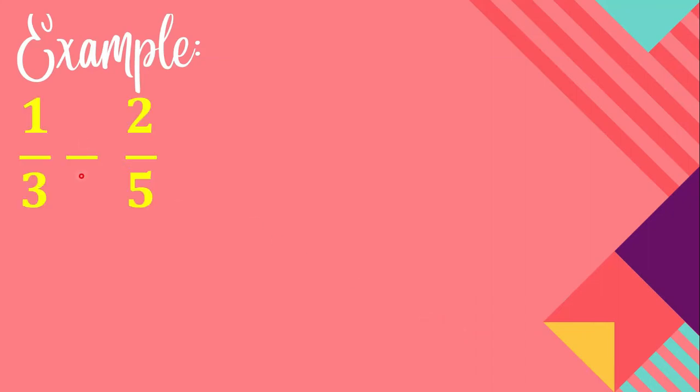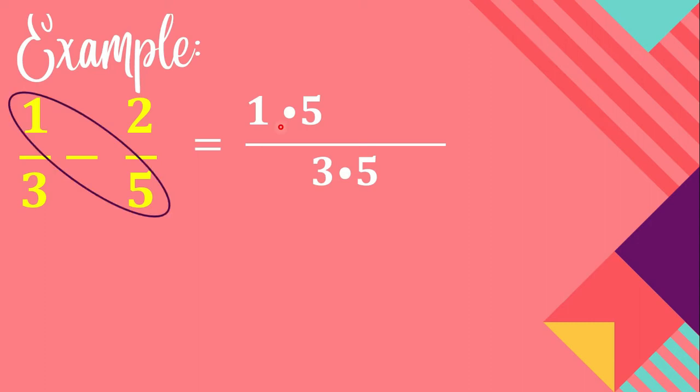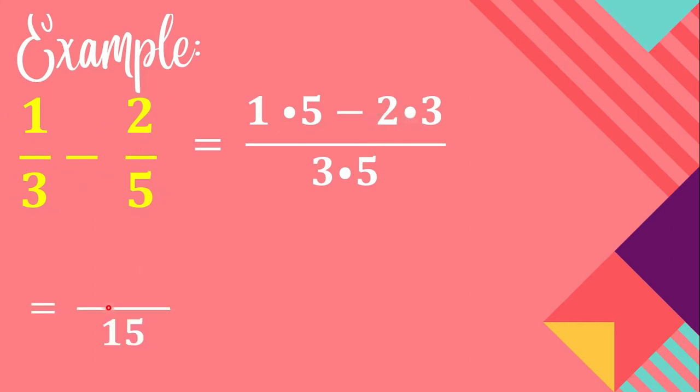Example, 1 over 3 minus 2 over 5. That is equal to, multiply your denominators, 3 and then 5. So you have 3 times 5. And then again cross multiply. 1 times 5 minus 2 times 3 or 3 times 2. Again, using cross multiplication, and then simplify. 3 times 5, you have 15. 1 times 5, you have 5. Minus 2 times 3, you have 6.